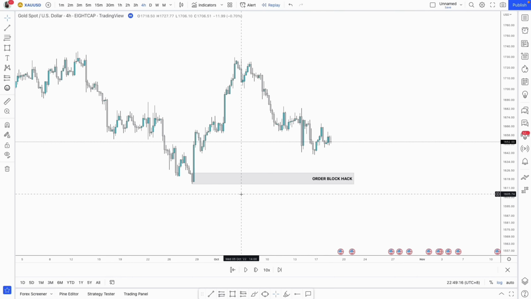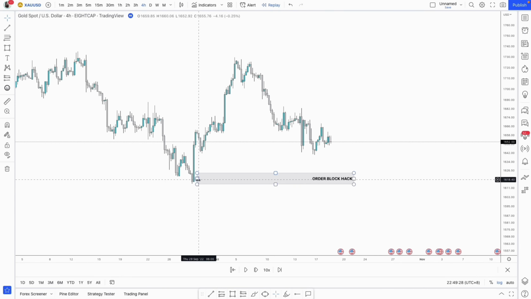Now, for those of you who may be new to order blocks, let me show you what they are and how to use them. So you can see right here, we have this gray box marked out, and this gray box is essentially marked out because there lays an order block here. But what is an order block and how do we identify them?